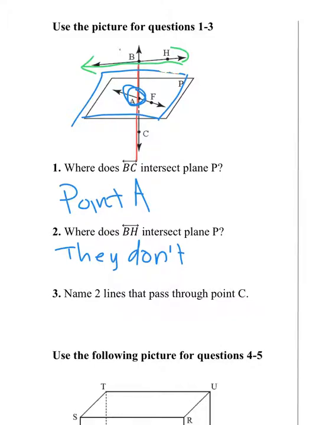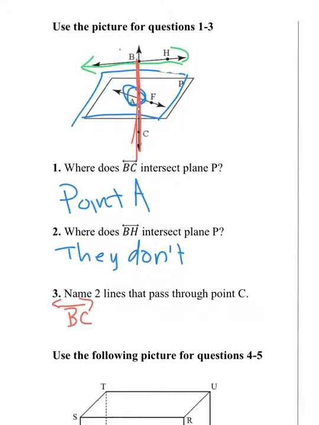Name two lines that pass through point C. Well, very clearly in red here from that first question you have line BC. So you have that. But then it looks like in the picture there's no other lines that go through C. But if you remember back to when we first started talking about points, lines, and planes, just because it's not drawn there doesn't mean it does not exist.